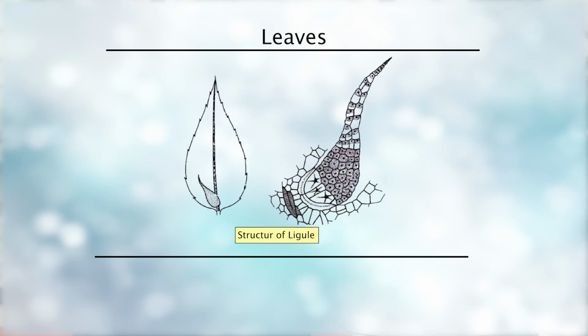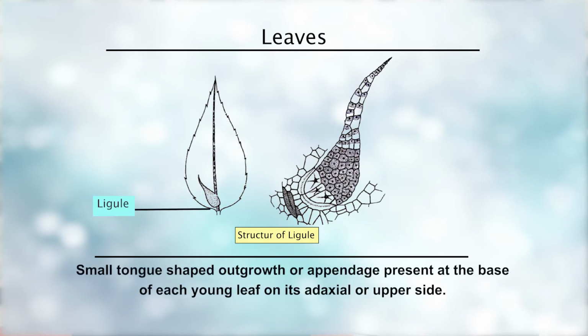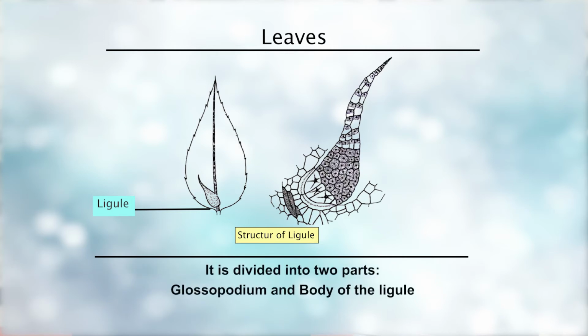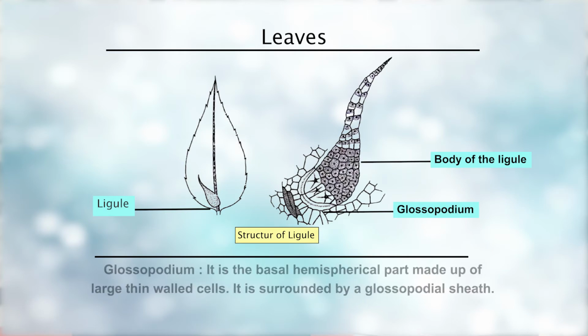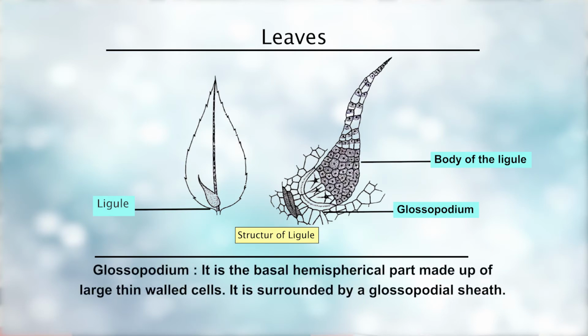Then we come to another substructure, the ligule. The ligule is a small structure present at the base of the leaf. This ligule is a tongue-shaped structure. Internally, the ligule can be differentiated into two portions, one is the glossopodium and the other is the body. The glossopodium is present at the lower portion and it is surrounded by a glossopodial sheath.